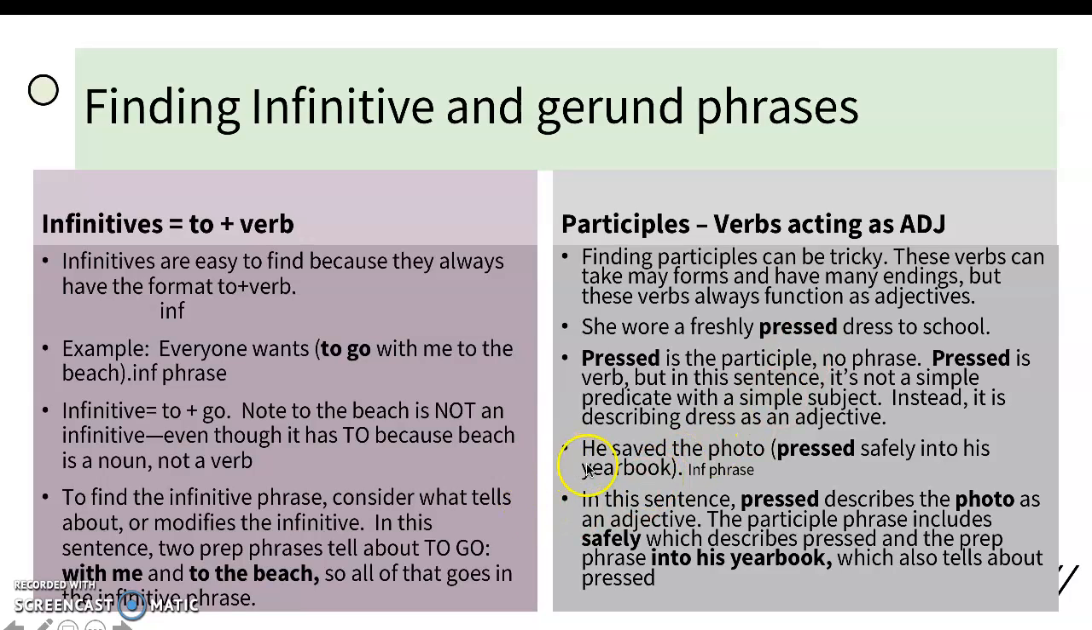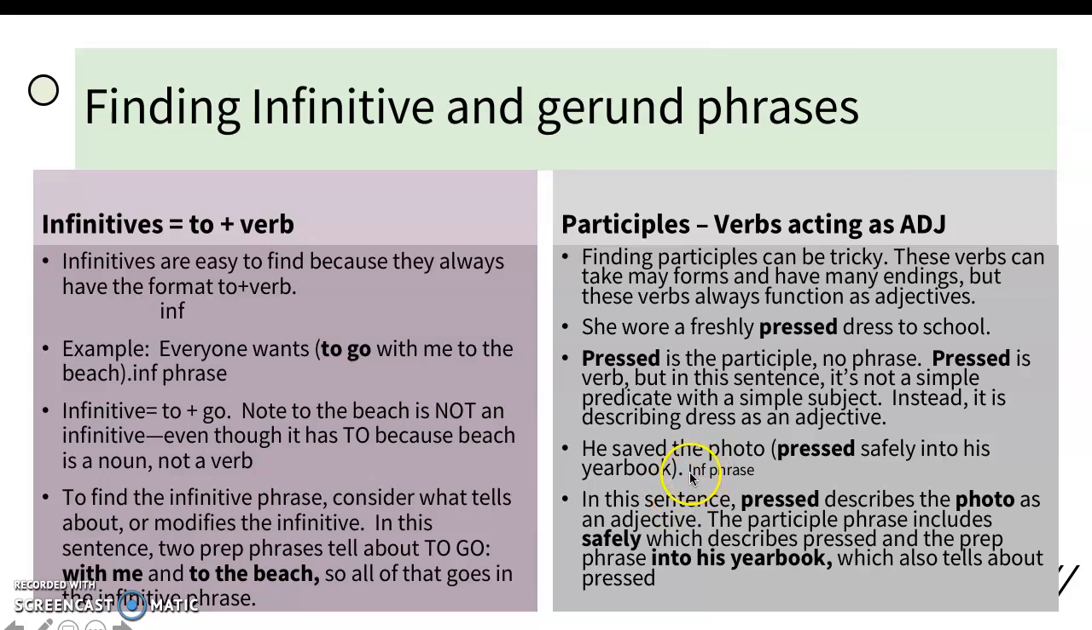Let's get another example. He saved the photo pressed safely into his yearbook. Here again, pressed is a verb. It's something you can do. But here, it's telling about photo. What kind of photo is it? The one pressed safely into his yearbook. In this situation, the participle occurs in a phrase because safely and into his yearbook describe how it's pressed. So this participle occurs in a participle phrase.